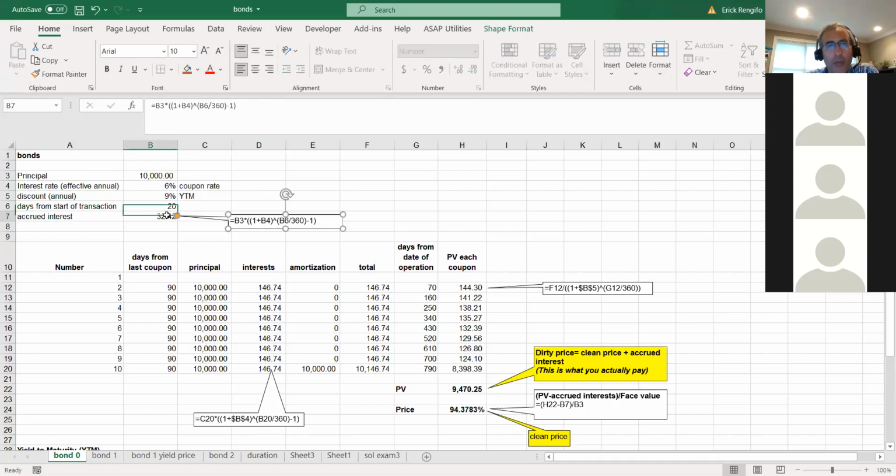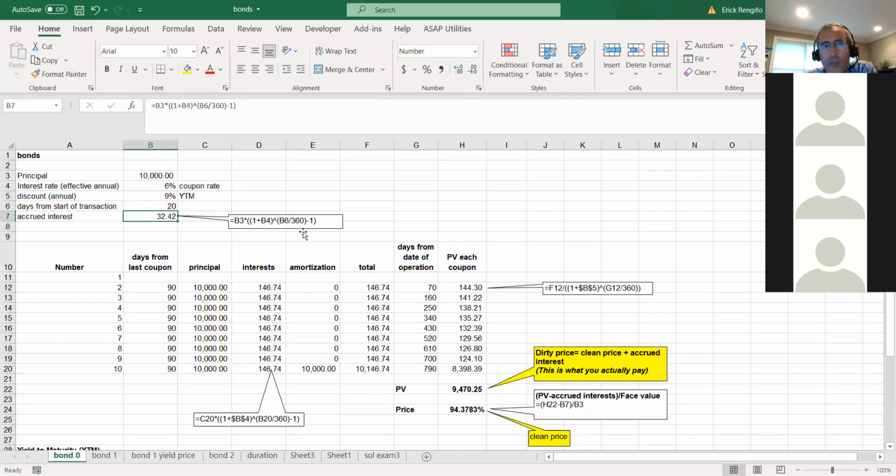In this case, I'm computing first the accrued interest. Remember, for this interest we use the coupon rate, not the yield to maturity. Yield to maturity only works with the discounting of the cash flows to compute the price. So B3 is my principal, my face value, times 1 plus B4, the interest rate. This is annual, so I divide by 360 and multiply by B6, 20 days. And then you obtain your accrued interest.